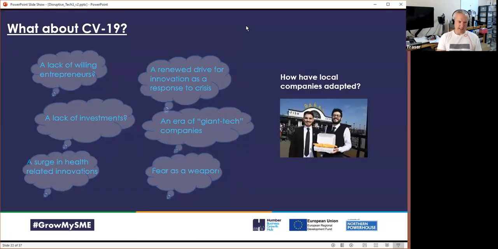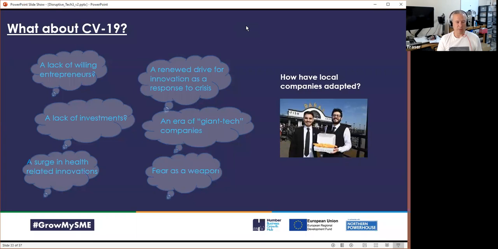So what about COVID-19? Well, a fantastic example of how the world changed and how people needed to adapt. And I was so pleased to see my local fish and chip shop, Papa's, start serving people outside, with a new app and so on. But what happened to the innovation? Was there a lack of investment?